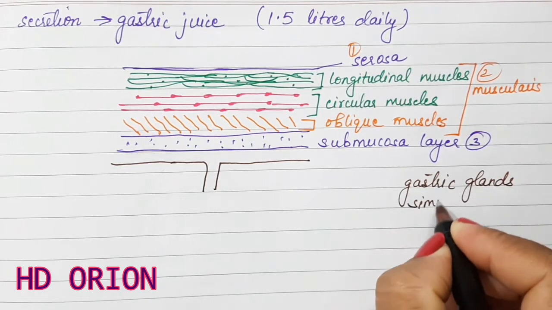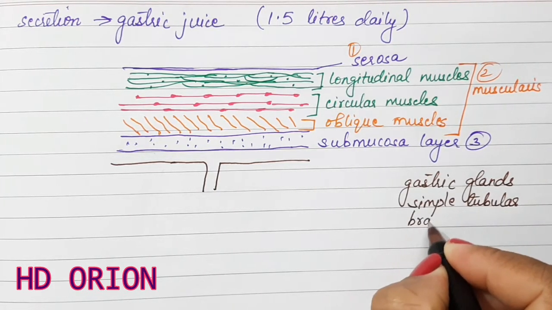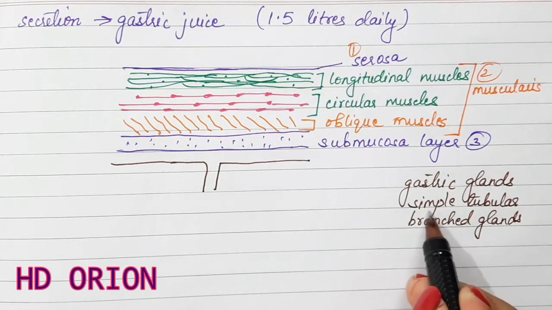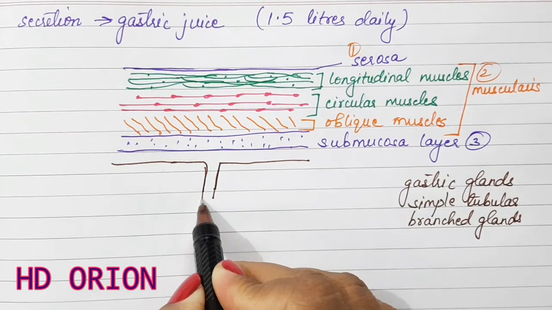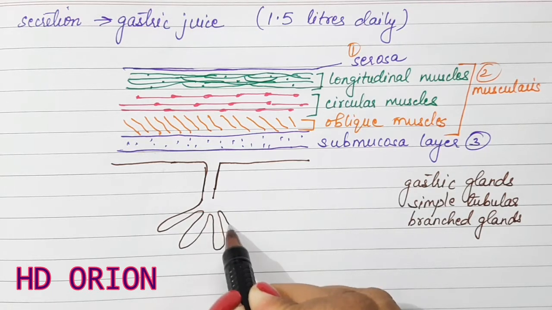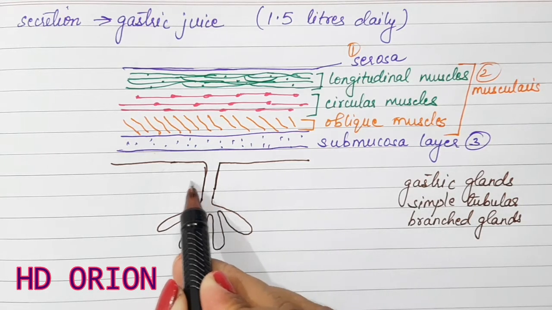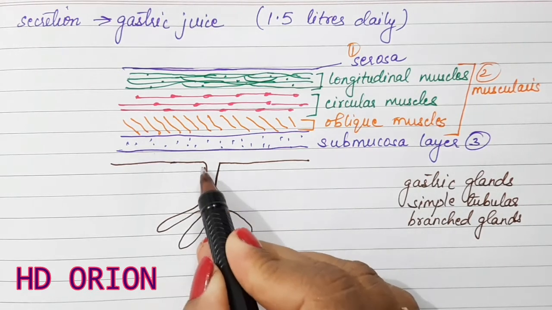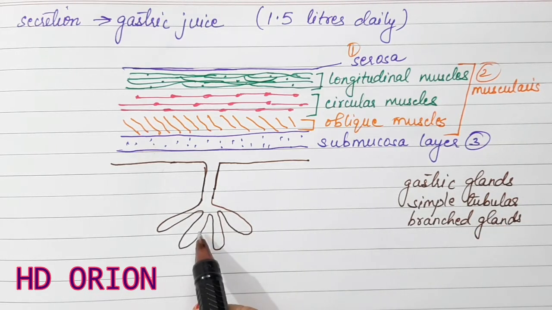They are simple, tubular, branched glands. What is the difference between simple and compound tubular branched? When it has just one tube-like structure and this has the branches in this manner, we call it a simple tubular branched gland. If there are many more glands over here, then it becomes compound. So if it has just one duct-like structure, one tube-like structure, we call it a simple tubular branched gland. So this is how a gastric gland is.